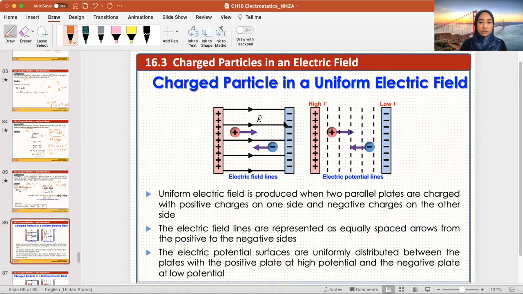Right. Okay, so charged particle in a uniform electric field. We have seen this case where we have a positive charge. We will want to go to a low potential. And if we have a negative charge, we will want to go to a high potential. Don't know what's wrong with my tablet today. Okay. And we also know that these are equipotential lines.